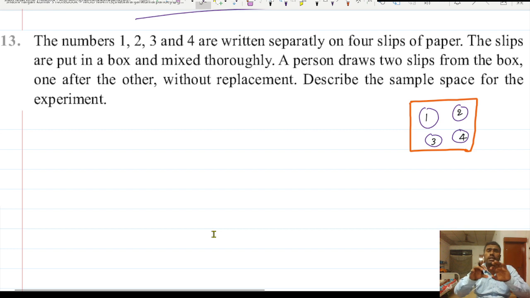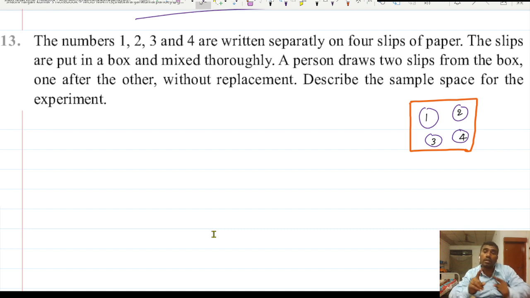Now one person mixed all the slips, and then one person does an experiment: without looking at the slips, he picks one slip and keeps it, then picks a second one and keeps it. This experiment they are doing. So what is the total sample space in this case? Got the question or not?